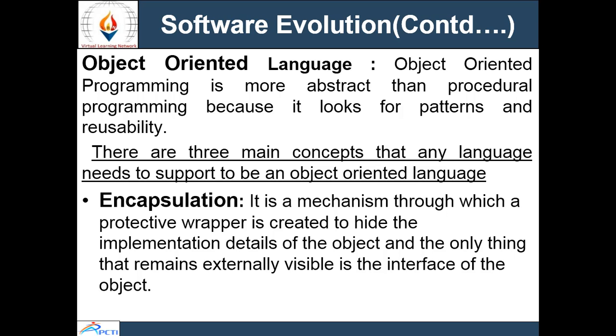First one is encapsulation. It is a mechanism through which a protective wrapper is created to hide the implementation details of the object, and the only thing that remains externally visible is the interface of the object. Encapsulation prevents code and data from being arbitrarily accessed by other code defined outside the wrapper.